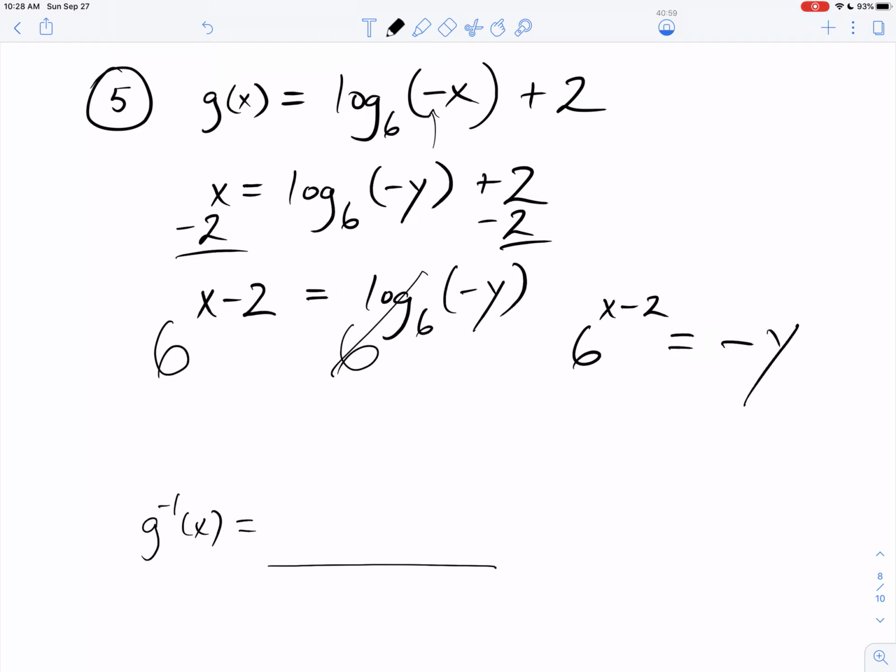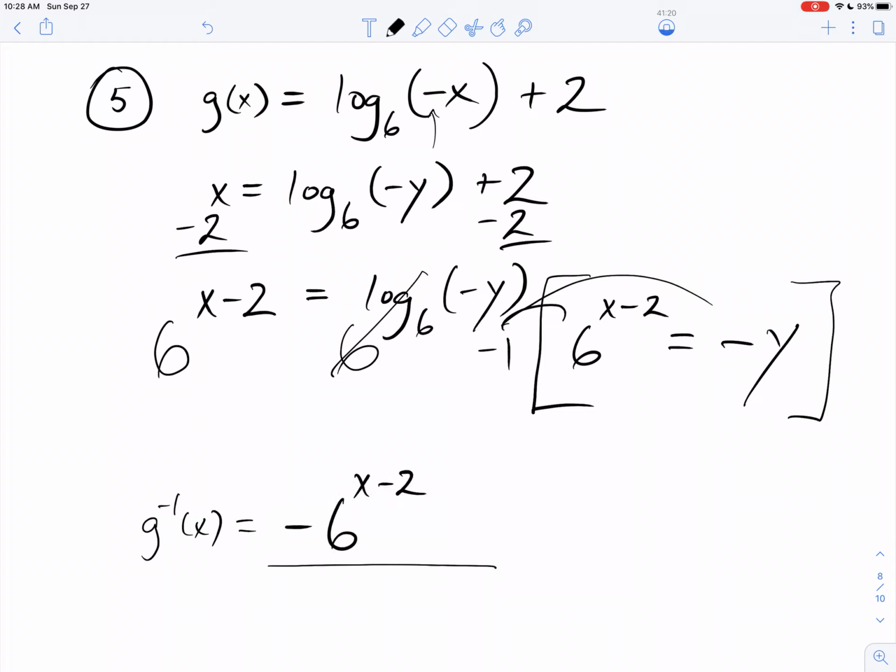Well, I don't want negative y, so here's where I'm personally, I like doing this. Oh my god, this is the worst looking bracket. I'm going to multiply both sides by negative 1. I'm cracking myself up because that was so crappy. And what do I get? I get g inverse, because I'm going to call it g inverse now. And it's a negative 6 to the x minus 2.